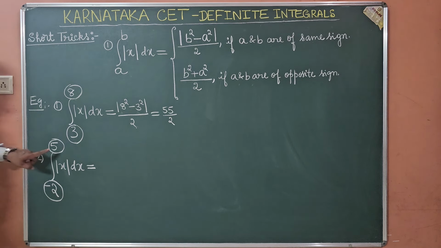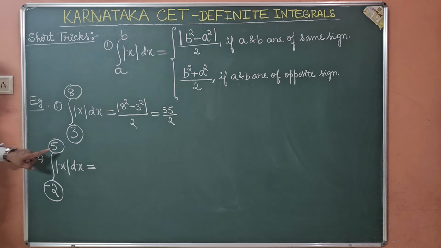Dear students, here is a CET question that appeared long back. Integration from minus 1 to 2 mod x dx with the 4 options. I will finish it quickly. So here the lower limit is negative and the upper limit is positive. Therefore a is minus 1, b is 2, positive. Therefore the lower limit and upper limit are of opposite sign.